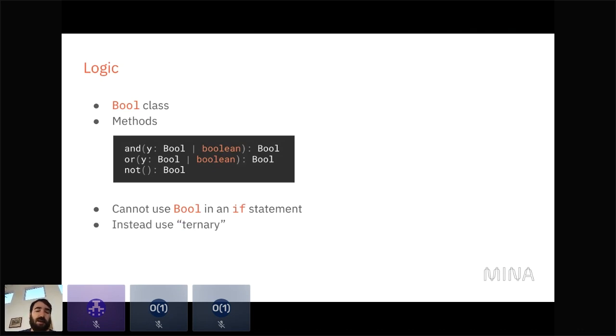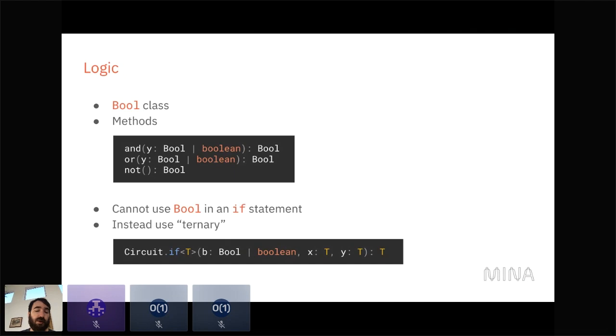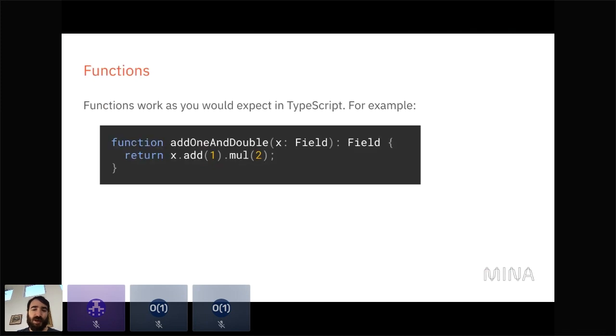So instead, there is an inbuilt ternary operator that takes a Boolean and two values and chooses either the first value or the second value based on whether the bool is true or false.